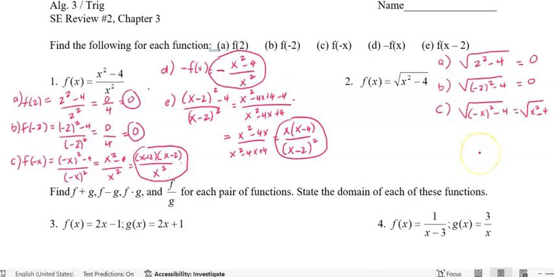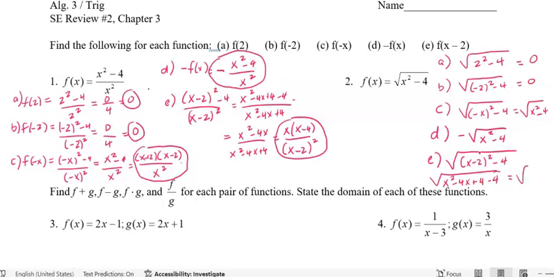For letter D, this is like multiplying negative 1 times the original function, and that just gives us the opposite of the square root of x squared minus 4. And then finally for letter E, we input x minus 2, square it, and then subtract 4. So squaring the binomial, x squared minus 4x plus 4 minus 4, and that gives us x squared minus 4x under the radical. So the square root of x squared minus 4x.